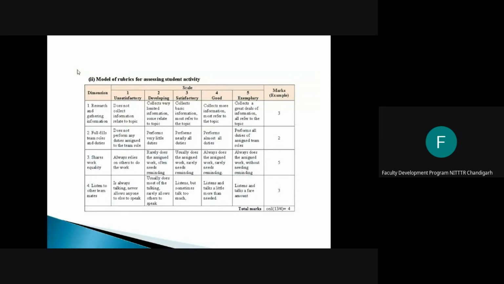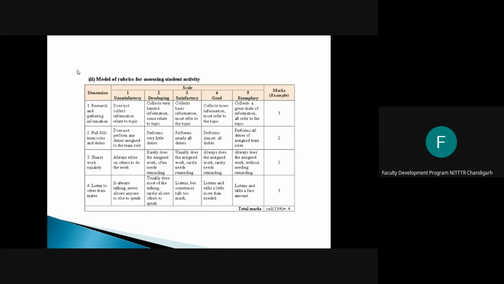Just showing some of the rubrics for assessing the activities. See here, I have used certain dimensions: research and gathering information, fulfills the team roles, shares work equally, listens to other team members. Maybe they are working in a team, so maybe they are working on a project work. So how do you assess if the students are working on a project work?